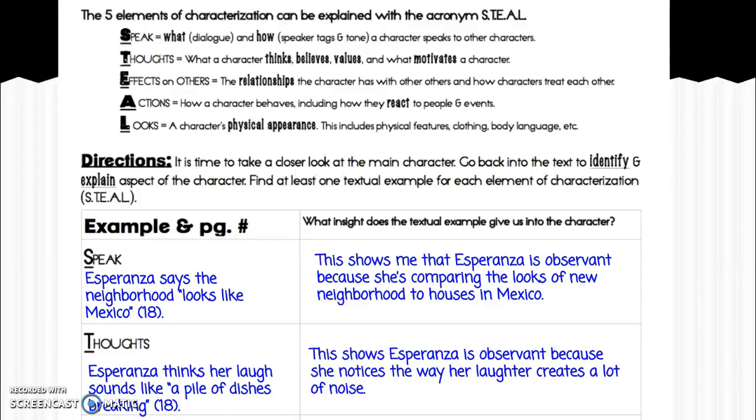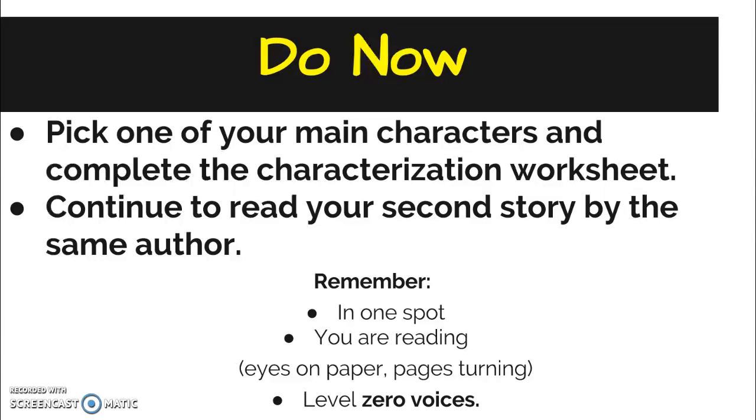So here's an example of a character speaking and what that reveals on the right-hand side, and a character, what they're thinking, and also what that reveals about that character on the right-hand side. So you want to make sure that you're including textual evidence in the example, as well as explaining that textual evidence.